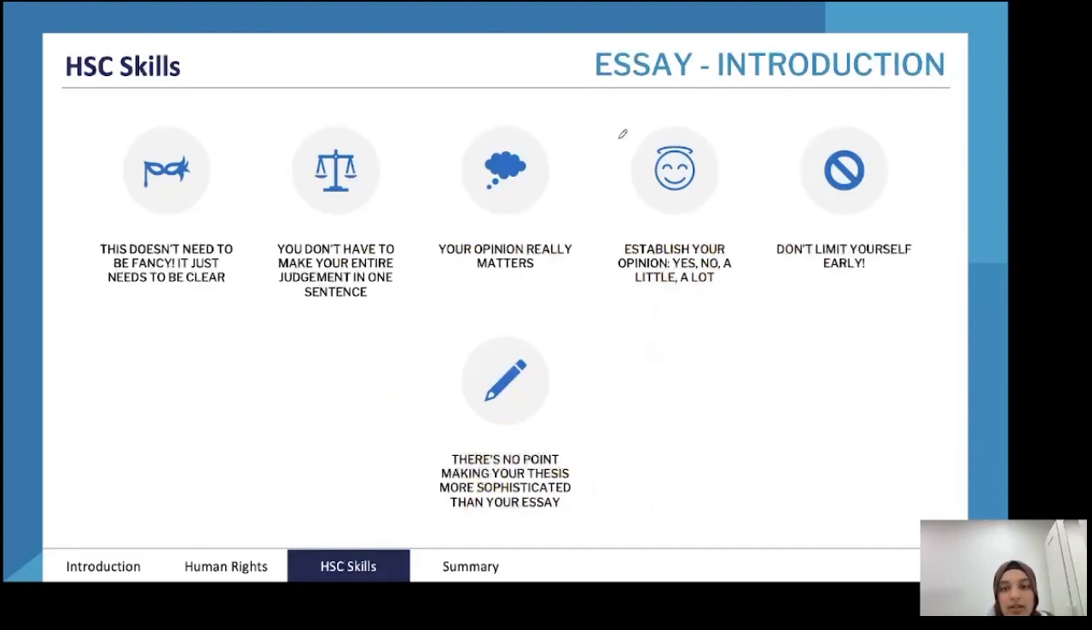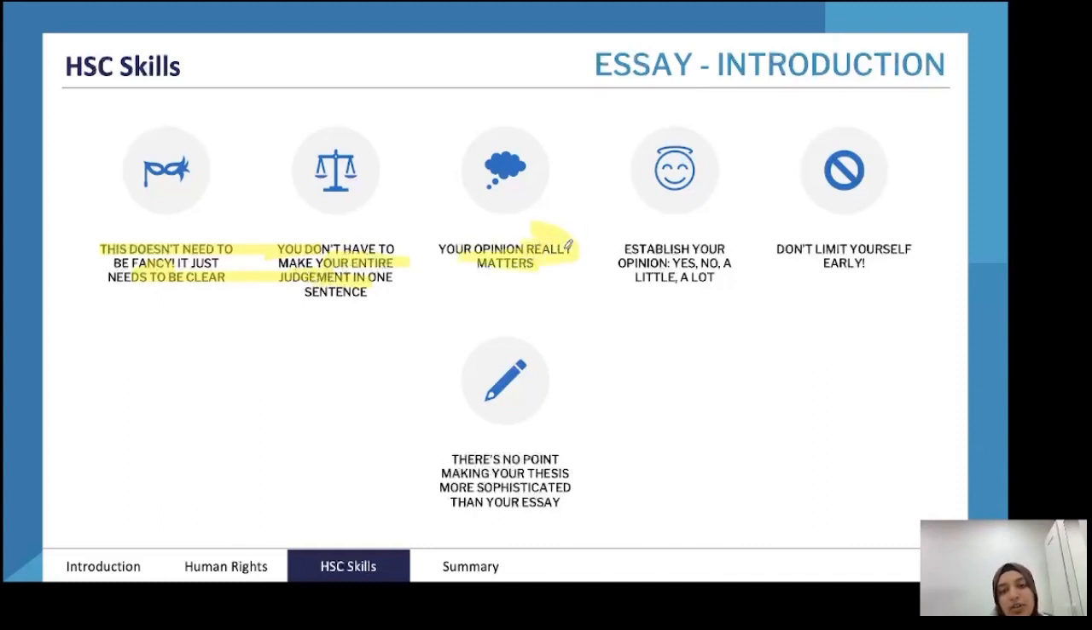Okay. So essay introduction doesn't need to be fancy, it just needs to be clear, right? Make sure that you understand that. It doesn't need to be really, really fancy. The markers are not worried about how fancy it is. They just want to know, have you been able to answer, first of all, the directive? Are you clear in what you're trying to say? You don't have to make your entire judgment in one sentence. You can split it apart. It's okay. Your opinion really matters.